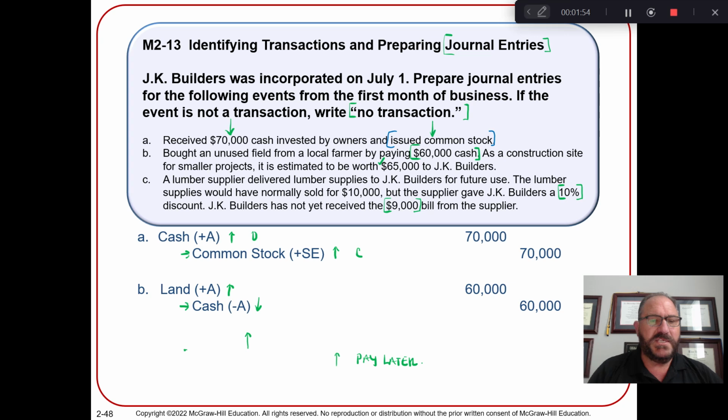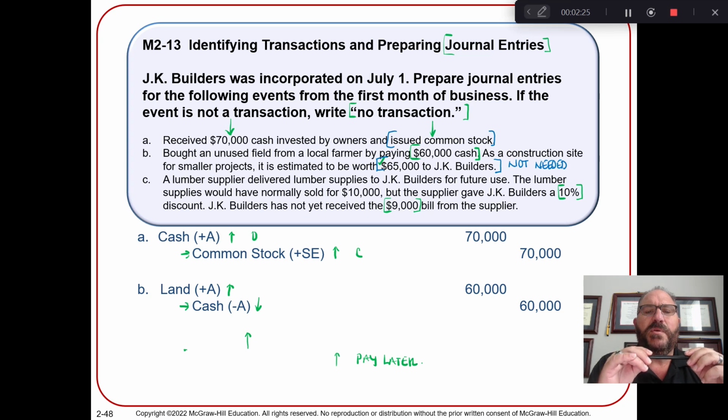By the way, this piece where it says it's estimated to be worth, that's not needed. That's meant to confuse you. It's called distractor information. That's nice that they think it's worth that, but that doesn't have anything to do with what they paid and what they got.